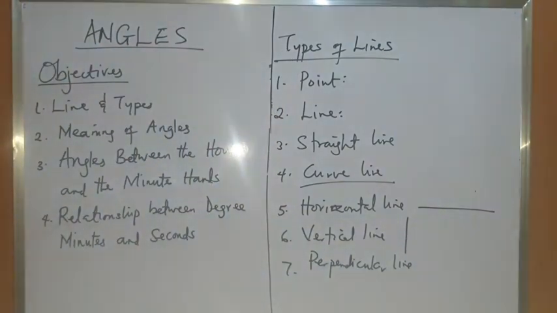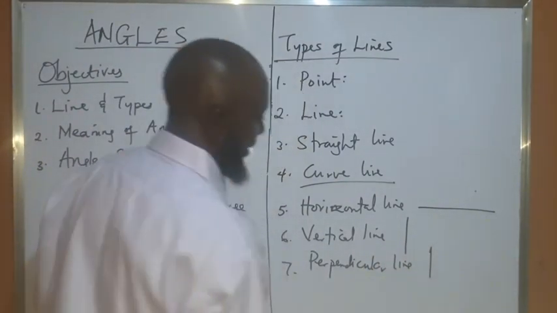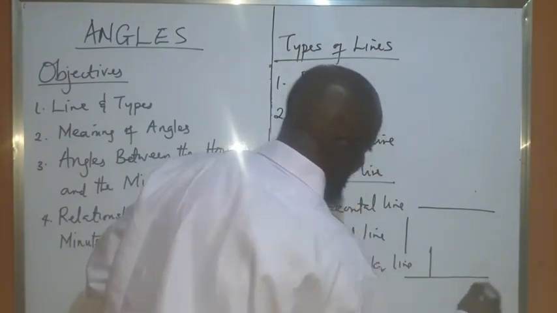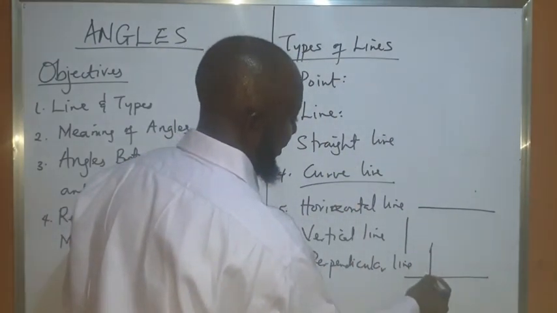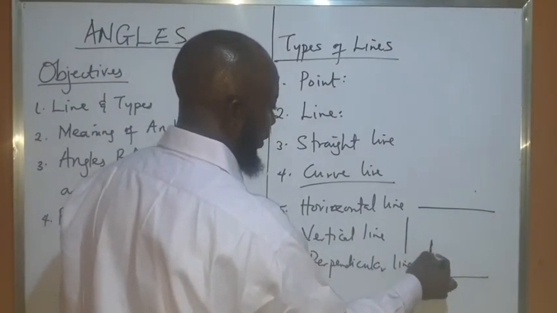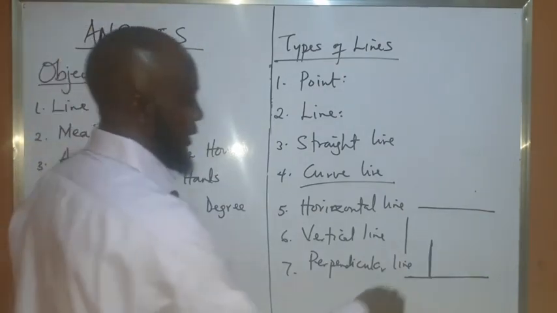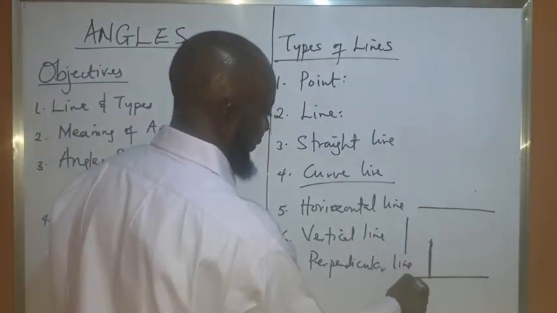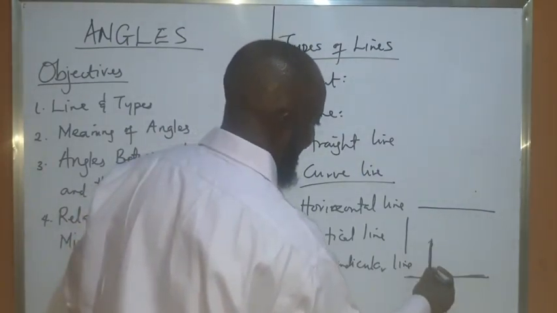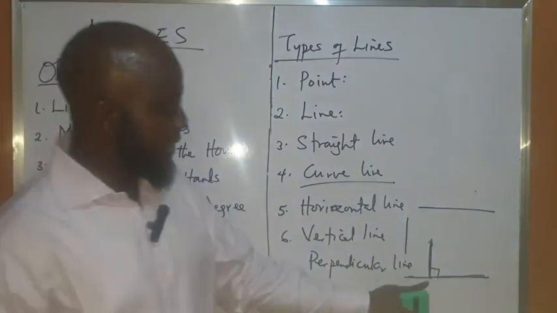That is, when you have a horizontal line like this, and you have another vertical line like this, they are meeting at this point here. At this point, the horizontal line is perpendicular to the vertical line. The vertical line rather is perpendicular to what? To the horizontal line. So that means it has formed an angle of 90 degrees where they are meeting.